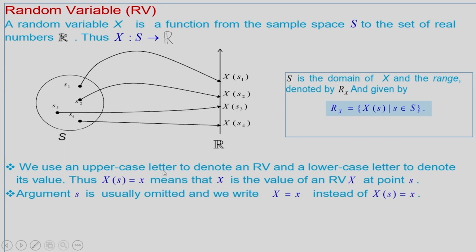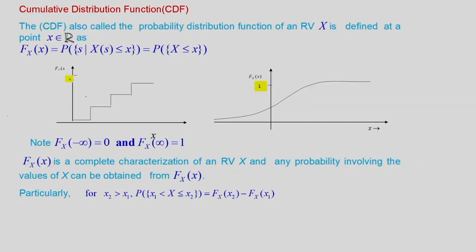We use an uppercase letter to denote a random variable and a lowercase letter to denote its value. Thus, X(s) is equal to x means that x is the value of the random variable X at a point s. The argument s is usually omitted and we simply write X is equal to small x instead of X(s) is equal to small x. So, we have defined random variable, it is a mapping from the sample space to the real line. Now, how to describe probability in the real line?